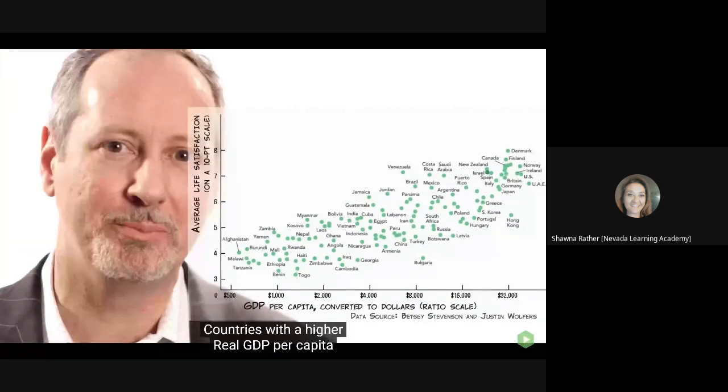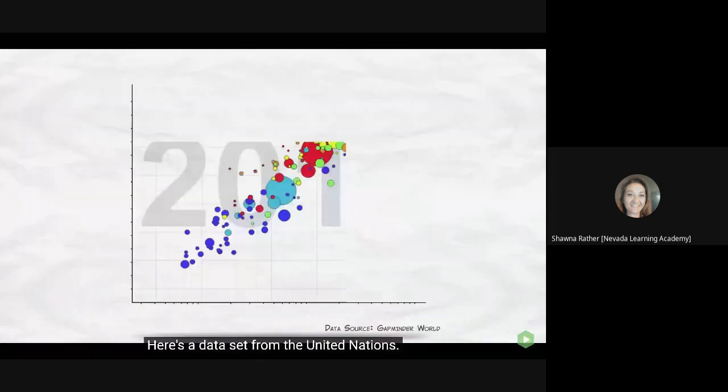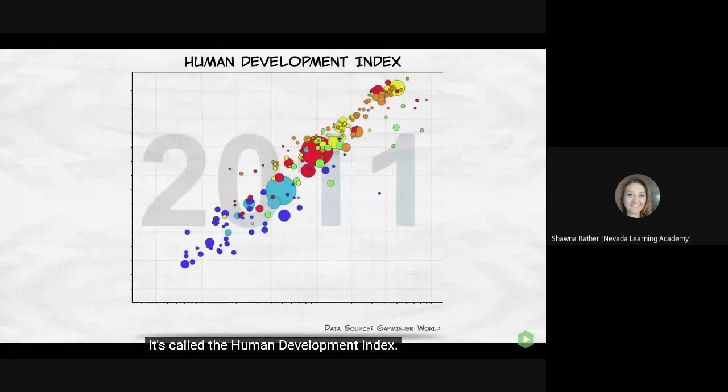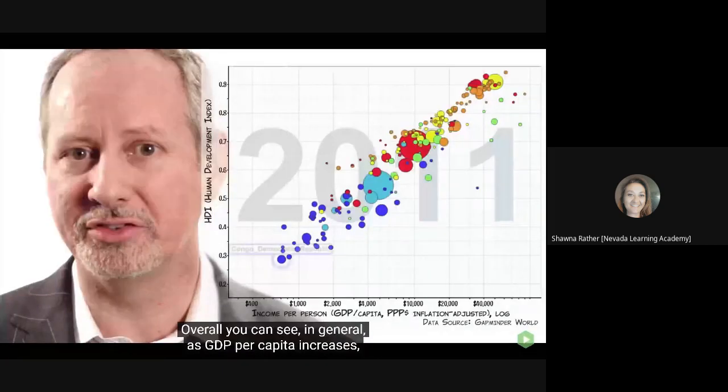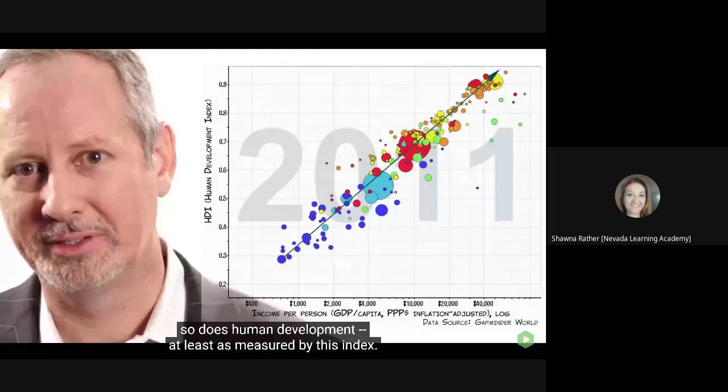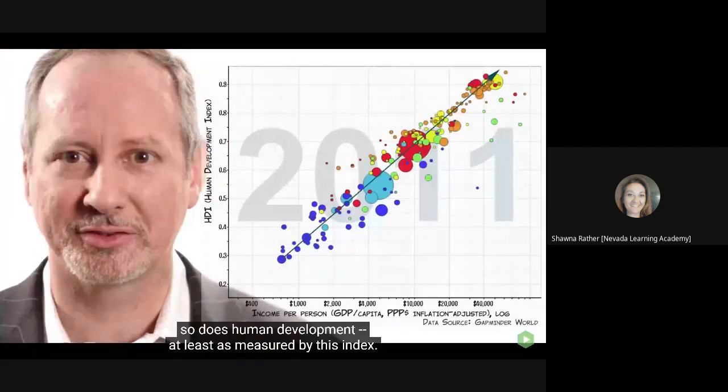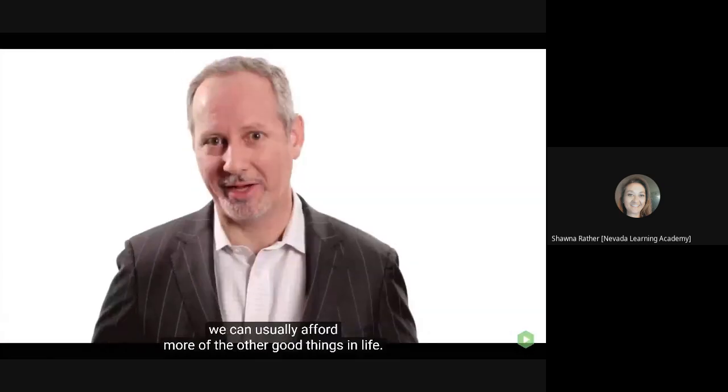Here's a data set from the United Nations. It's called the Human Development Index. It combines measures of life expectancy, education, and standard of living. Overall, you can see, in general, as GDP per capita increases, so does human development, at least as measured by this index. The basic story is pretty simple. When we have more goods and services, we can usually afford more of the other good things in life. So the good things in life tend to go together.